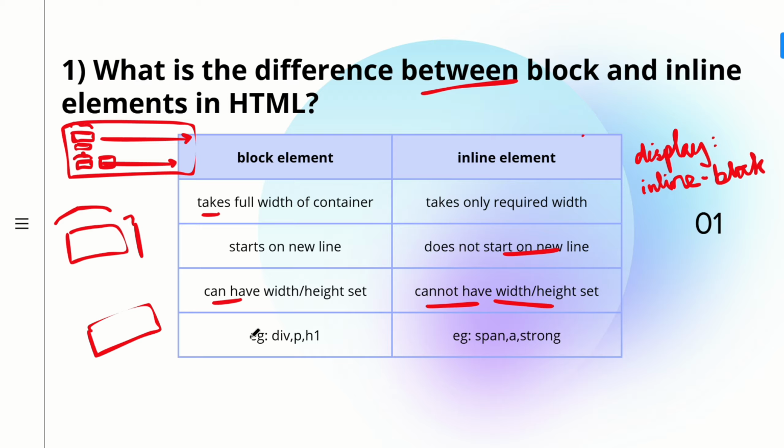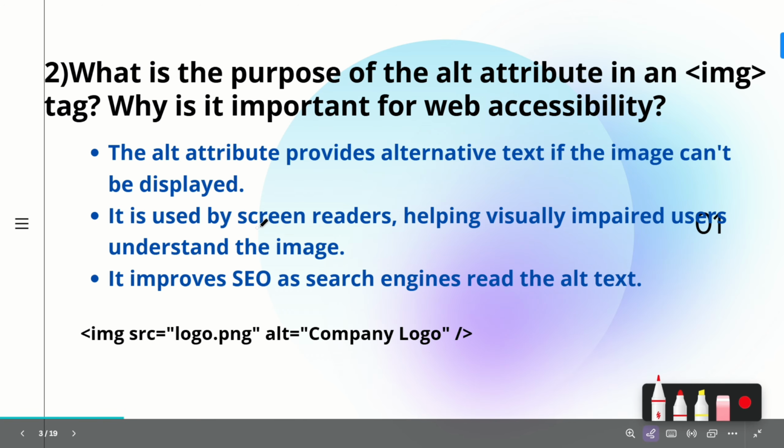Examples for block elements include div, p, that is paragraph, and h1, that is heading tag. So these are block elements. And for inline elements, examples include span, a, that is anchor tag, and then the strong tag. So these are the differences between block and inline element. Now let's see the next question.